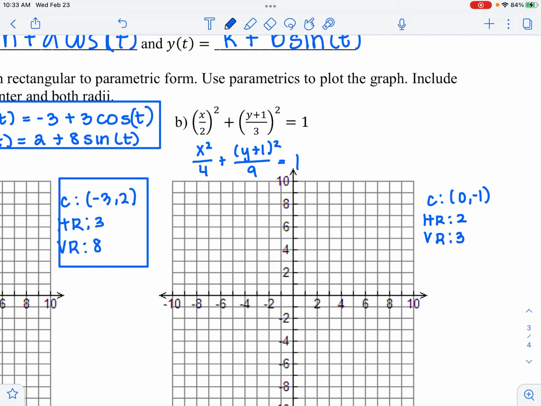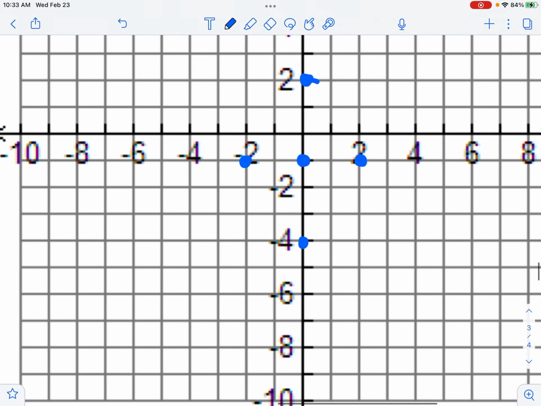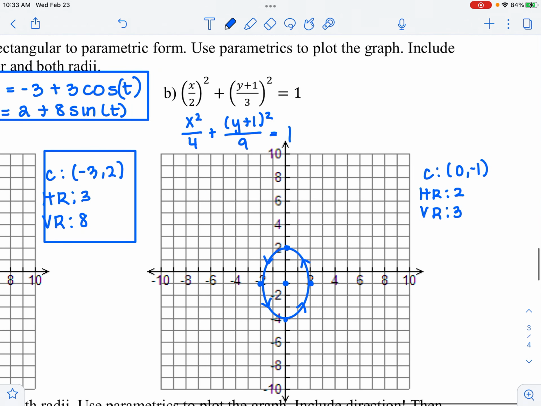All right, so 0, negative 1. Center. Horizontal radius 2, so right 2, left 2. Up 3, down 3. This is my ellipse. Show your direction, which is counterclockwise. And then I also still have to write it in parametric form.